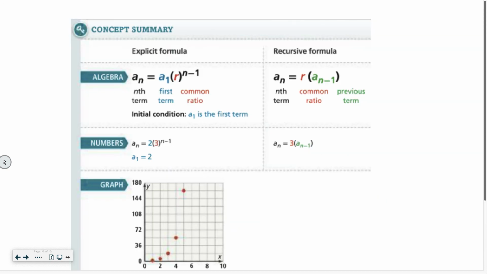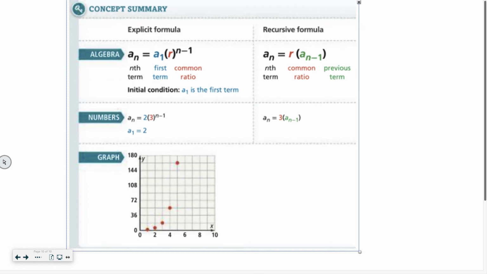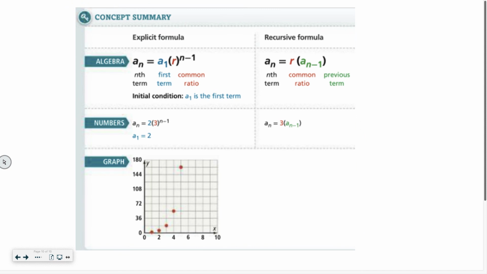All right, so here's our concept summary. You have your explicit formula, you have your recursive formula. Make sure you know how to use both, do both.